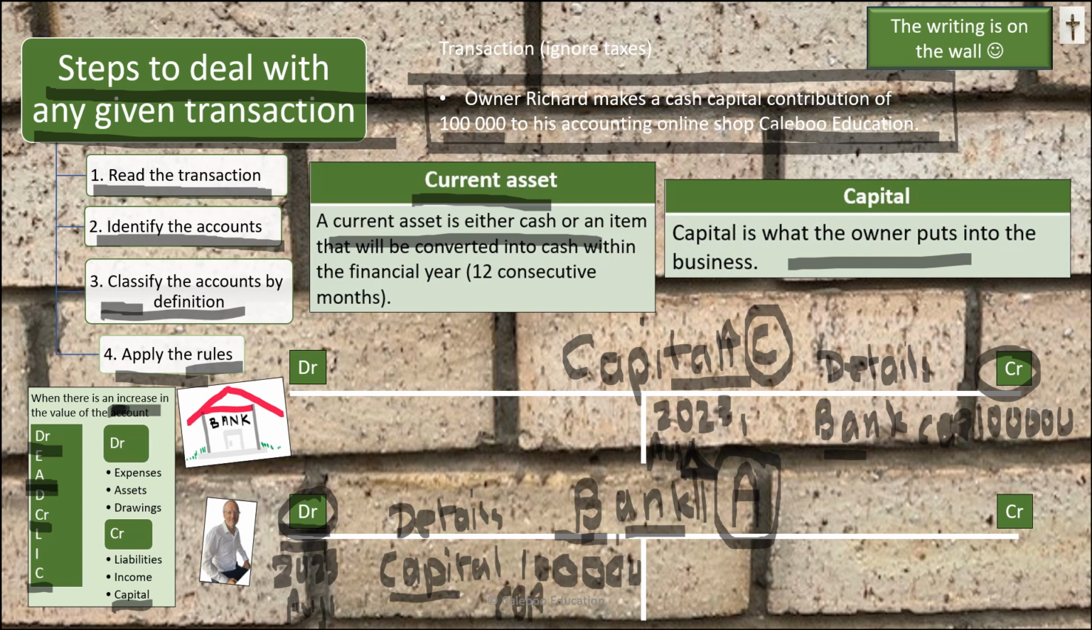But what we're doing here, the point of this slide, is I'm showing you why capital is credited. Money came into the business from the owner. According to our rules, an increase in capital must get credited, and bank is an asset. An increase in assets must get debited.